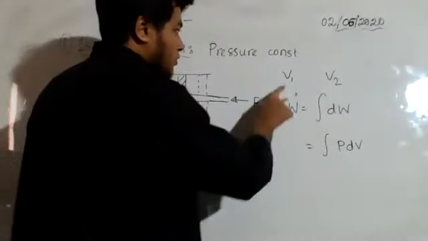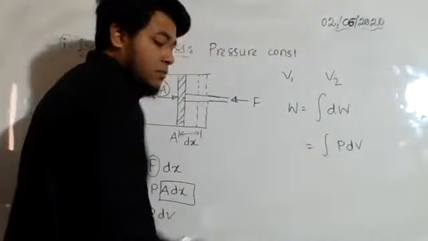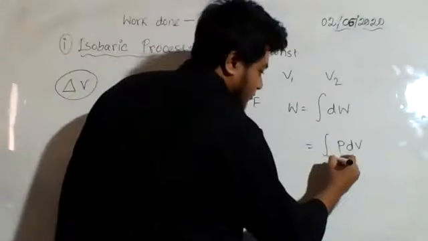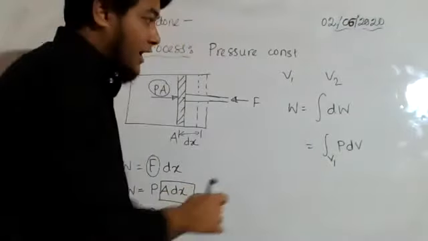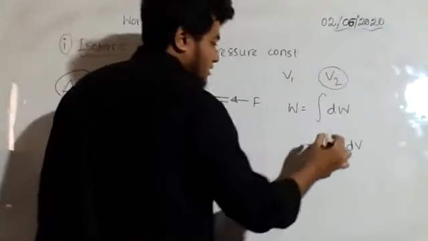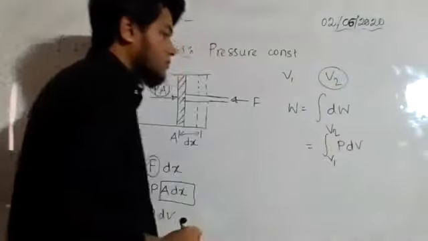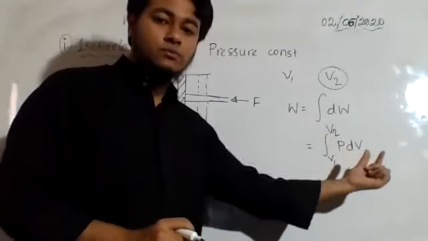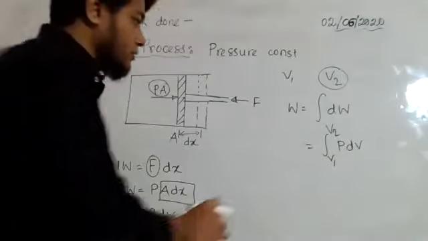So at the bottom we will write the lower limit. Lower limit means the starting point. We started from V1 and up to what we got, V2. Okay, so we are expanding it from V1 to V2. Anybody have any doubt in this one?